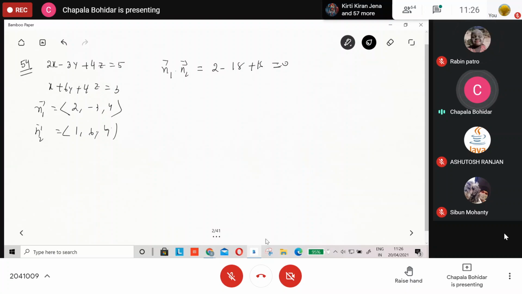Okay. Next, question number 57. Find the parametric equations for the line of intersection of the planes, and part b is find the angle between the planes. x plus y plus z is equal to 1, x plus 2y plus 2z is equal to 1. Find the parametric equations.